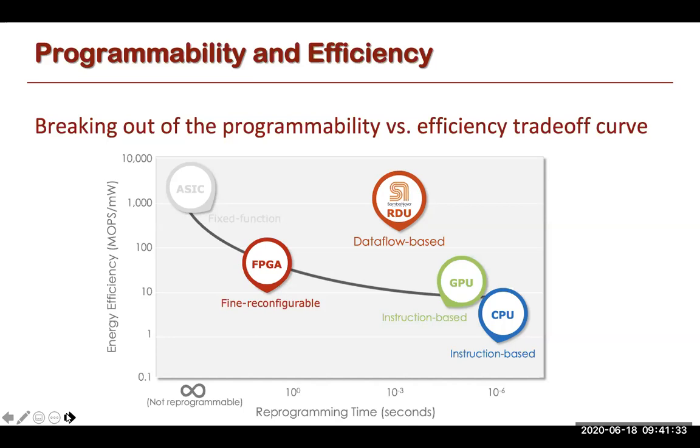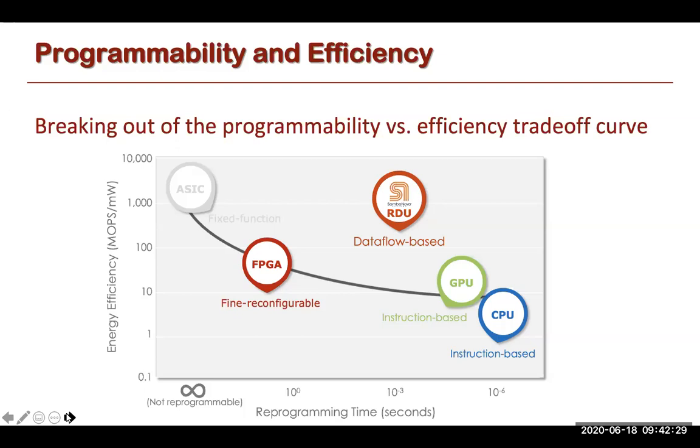So what this gives you then, in terms of programmability and efficiency, is the ability to break out of the traditional trade-off curve that we've seen as defined by conventional architectures. You have ASICs, which give you very high energy efficiency, but are not programmable at all. And then CPUs and GPUs, which give you much lower energy efficiency, but are much more programmable because they are instruction execution based. Now the RDU is data flow based and it's reconfigurable, and so it allows you to get much higher efficiencies, much closer to ASIC, but it's still flexible enough that you can reprogram it efficiently for machine learning and other data processing sorts of applications.